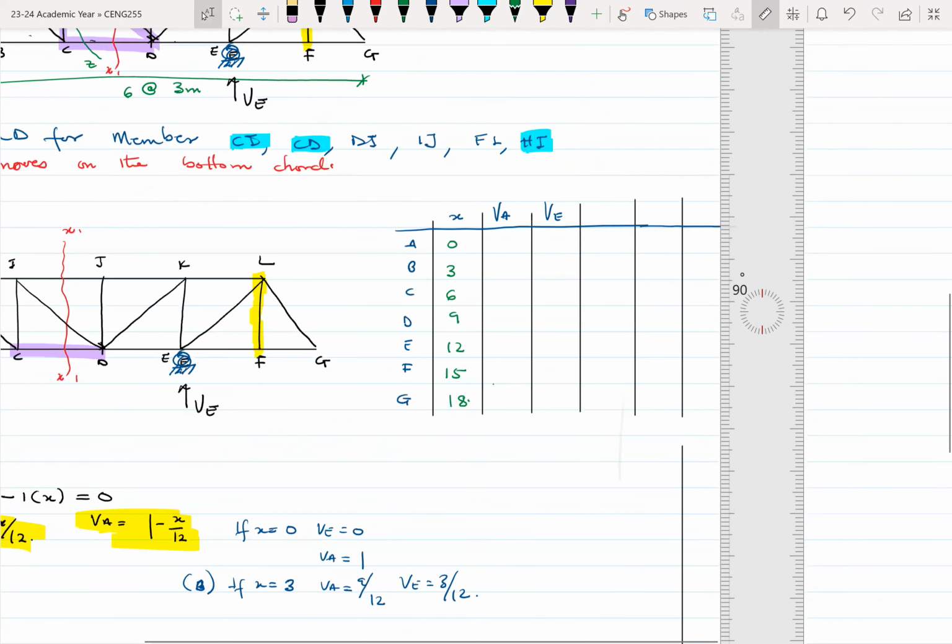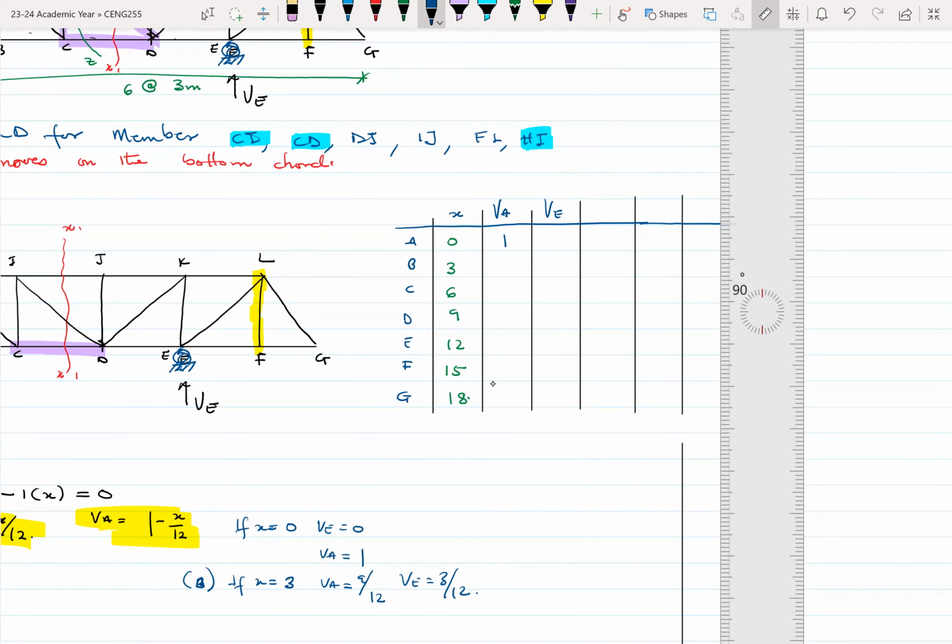So I can come here. This is 1. This is 0. At B, this is 3 over 4. This is 1 over 4. At 6 meters, this will be half, and this will be half. At 9 meters, this becomes 1 over 4, and this is 3 over 4. At 12 meters, VA is 0, VE is 1.